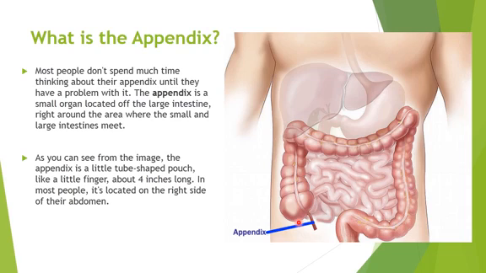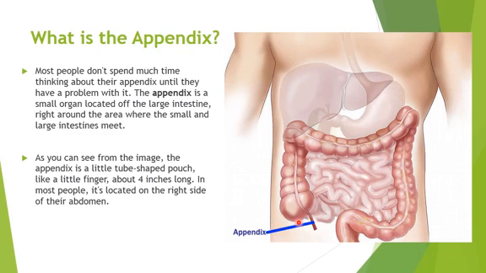Usually people don't think about the appendix. The things usually under discussion are the kidneys, the heart, the lungs or the liver. The appendix is also a part of the body, but usually it is not under discussion. It comes under discussion only when you have a pain in the appendix.